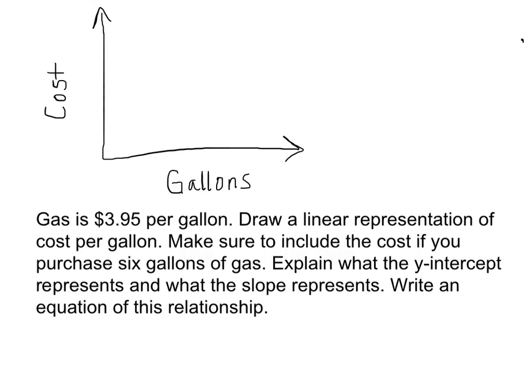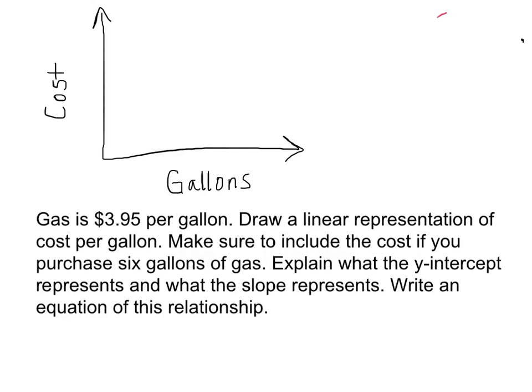Okay, so we're going to do this one together. Let's start in the beginning. It's $3.95 per gallon. We're going to draw the linear relationship, but first we've got to figure out what numbers we're putting on our chart. So make sure you include the cost of the purchase if you purchase 6 gallons of gas. If you purchase 6 gallons of gas, how much do you pay?